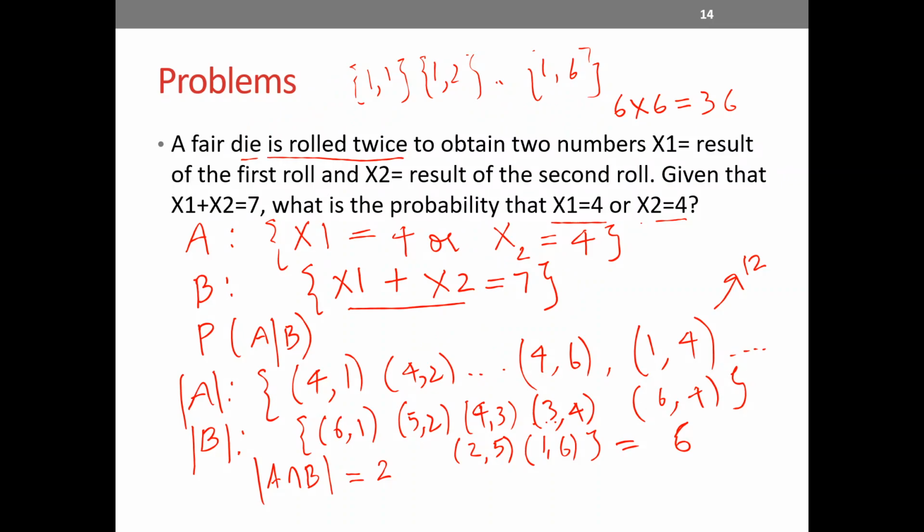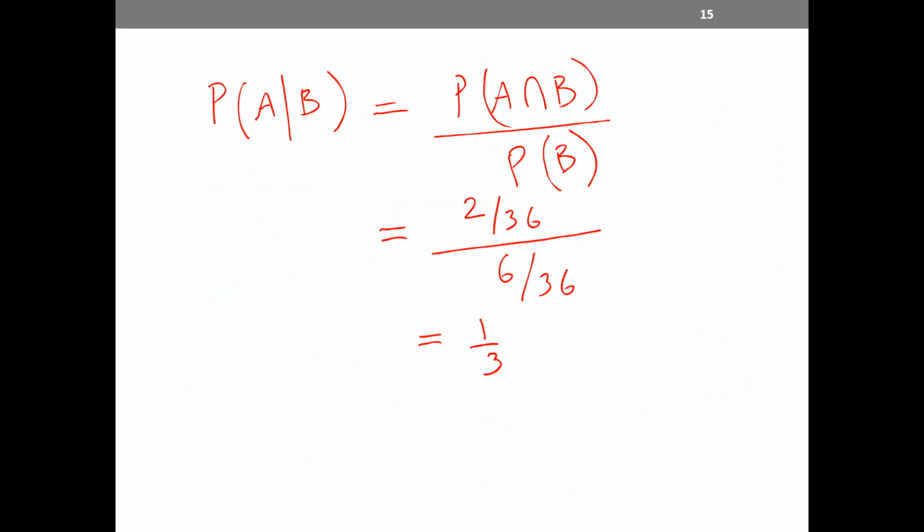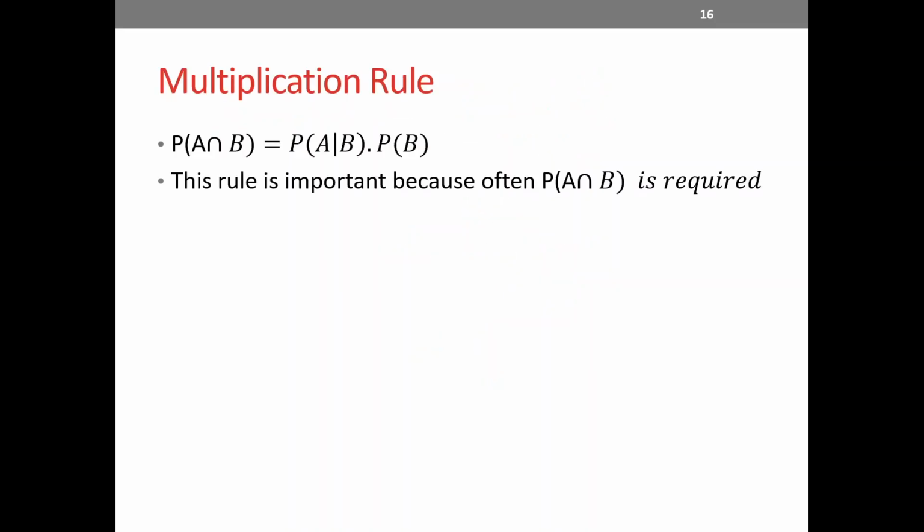Let me quickly double check if that was the case. So this is 2 out of 36 and B is 6 out of 36. Yeah, so that's right. Let me also write down what all those cases are: 4 and 3 and 3 and 4, just to make sure that this is correct. Okay, so this finishes part 2 of the lecture on conditional probability. In the next video, I'm going to talk about the multiplication rule.